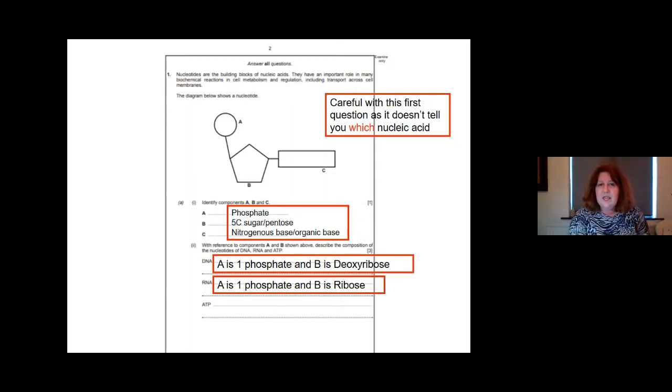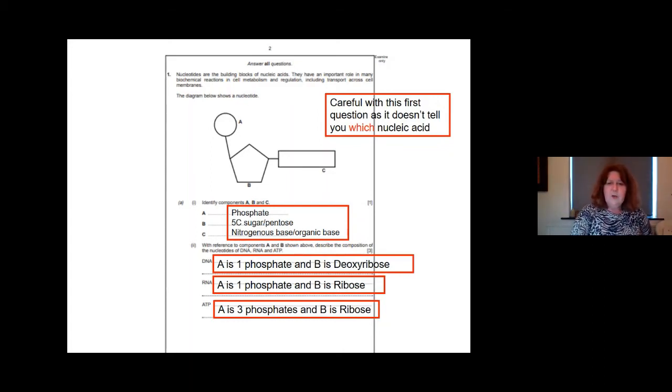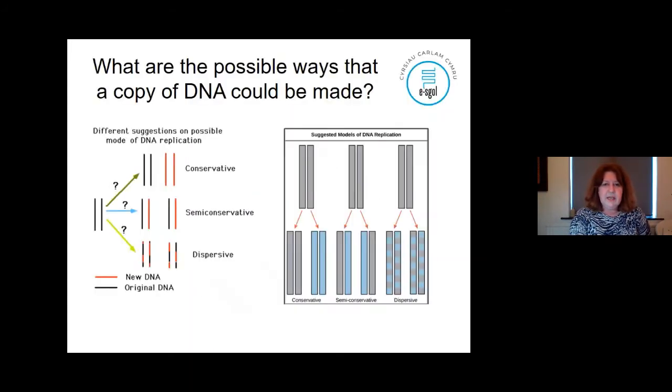And this is the nucleic acid that people always forget about. So this is just a note to self really. If this is ATP, then A represents 3 phosphate groups, and the 5-carbon sugar in this case is definitely ribose. Okay, so there's our little recap of DNA and some information about nucleic acids.